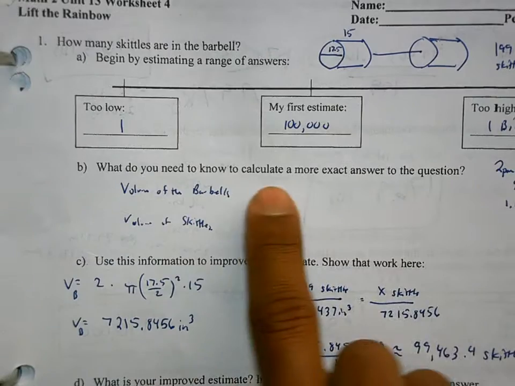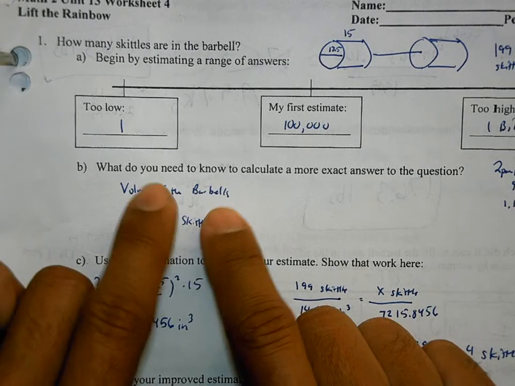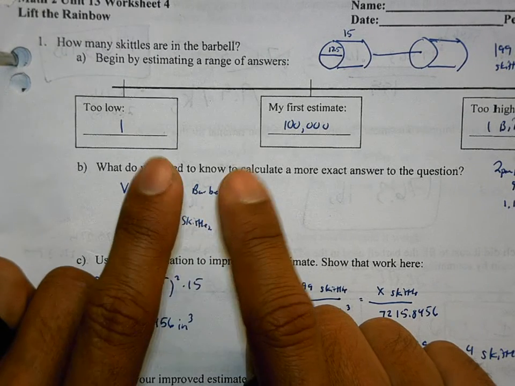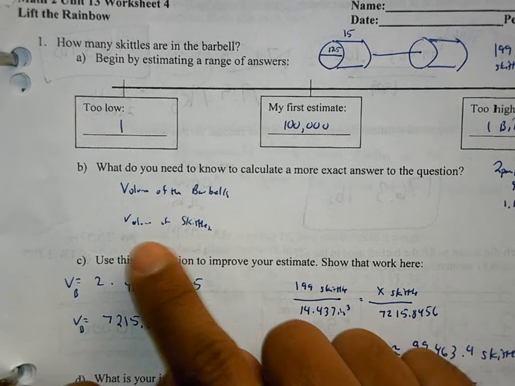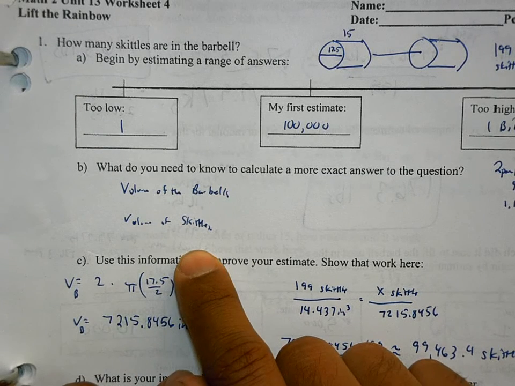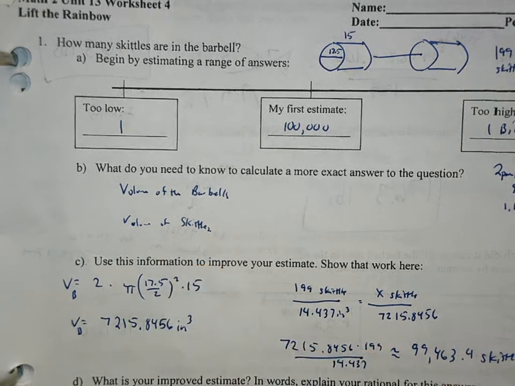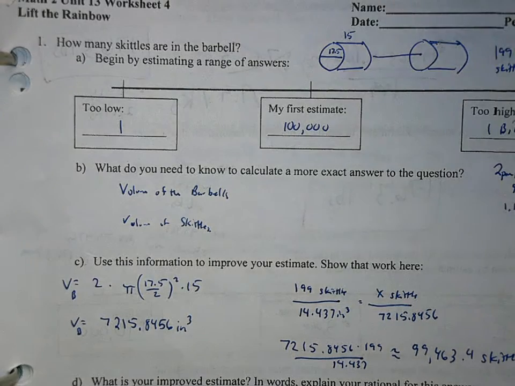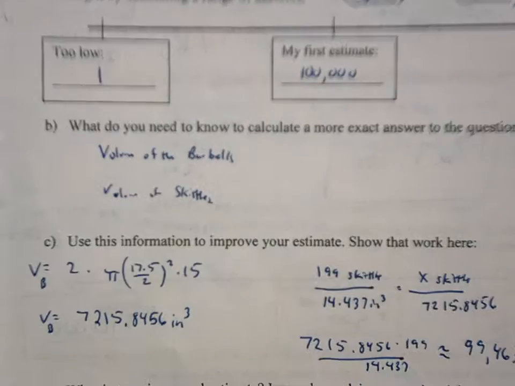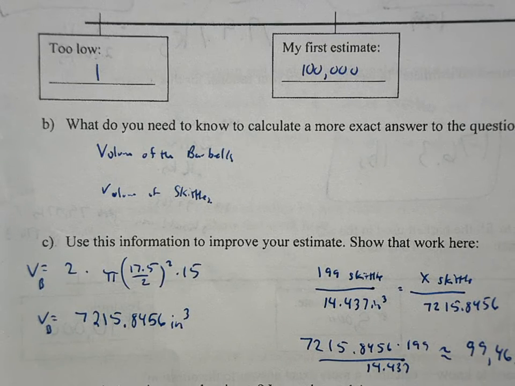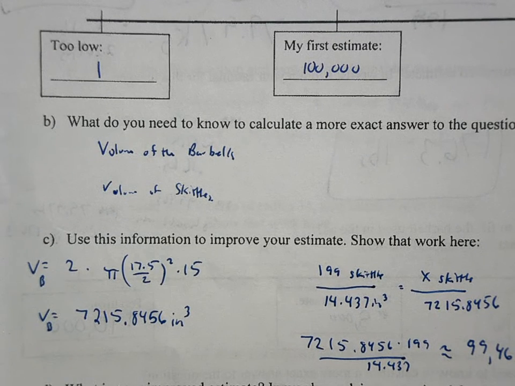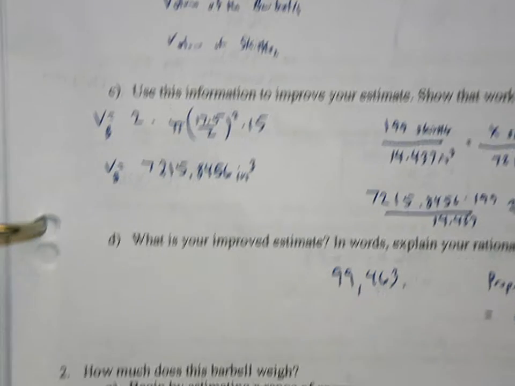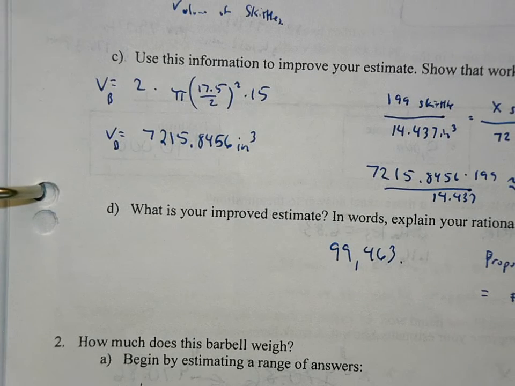So what do I need to know to calculate more exact answers? I need to know what the volume of the barbells are. I need to know what the volume of Skittles are. Now, if I know those 2 things, I should hopefully be able to figure out how many Skittles there are or make a close guess. So here's what I did for part C.